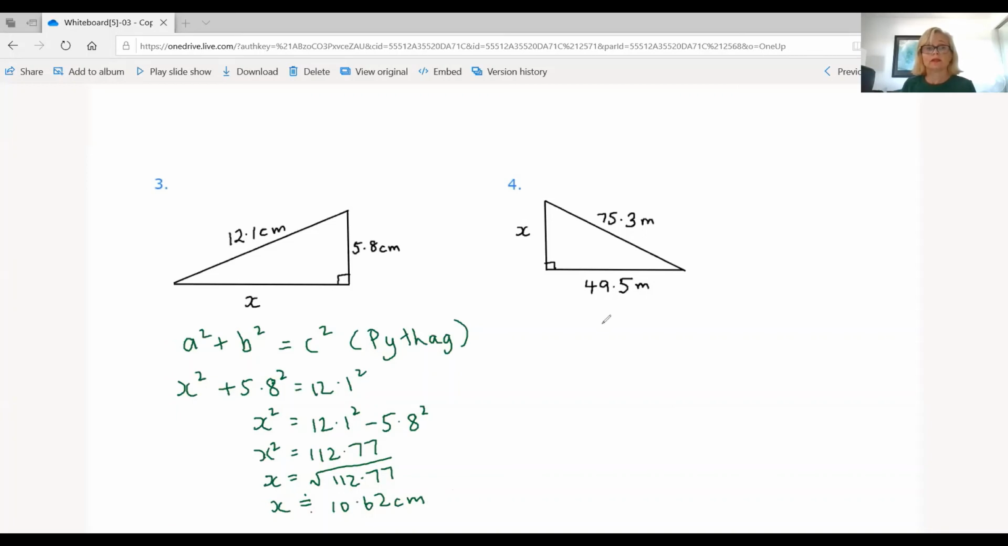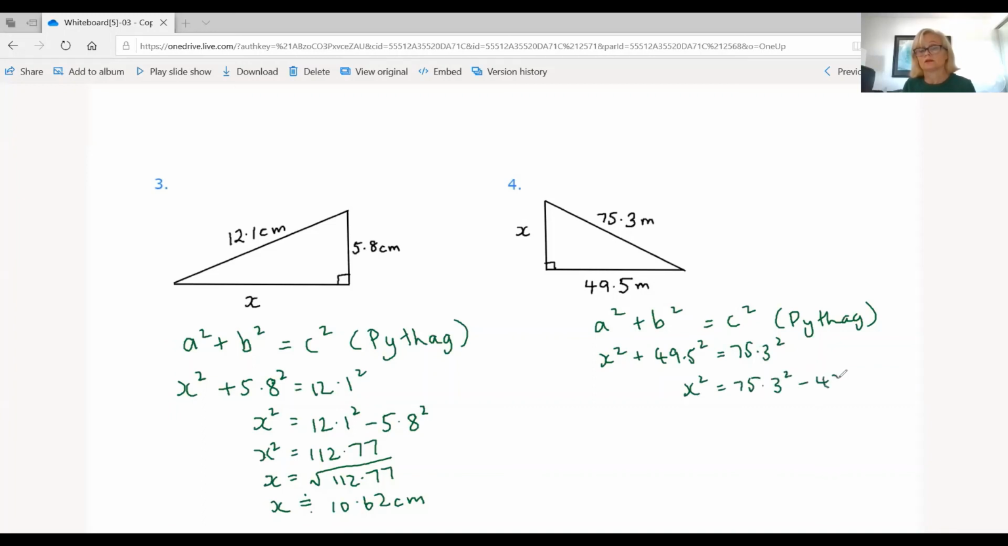Just do one more quickly. Just subbing in, so we write our rule, we sub in, we get our x squared on its own. So we get here x squared is 3219.84. I'm not that quick with my calculator, by the way. I'd already worked these out before.